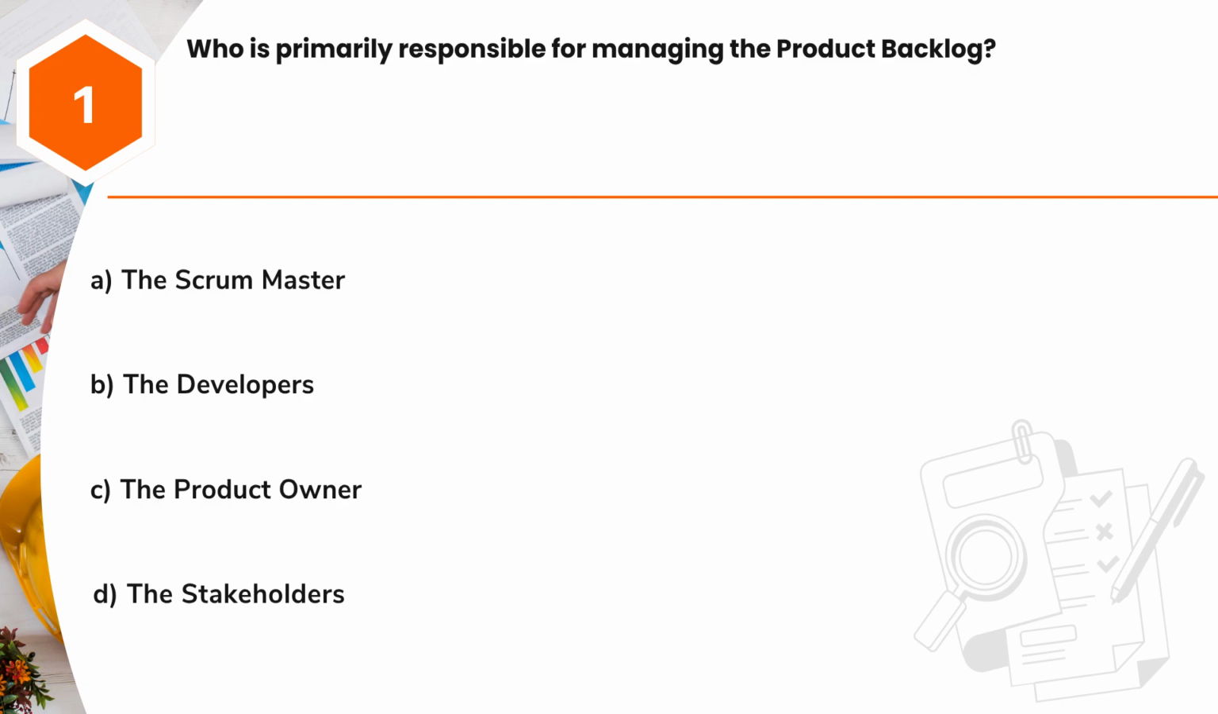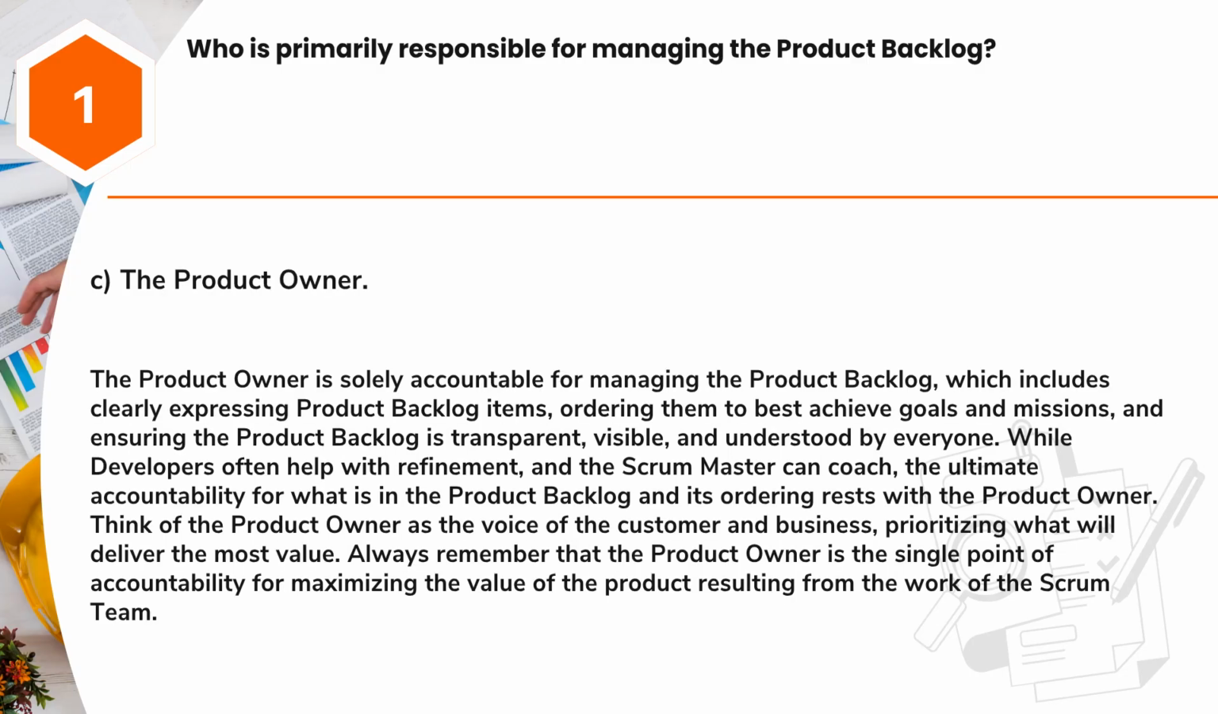Question 1. Who is primarily responsible for managing the product backlog? A. The Scrum Master. B. The developers. C. The product owner. D. The stakeholders. Answer: C. The product owner.